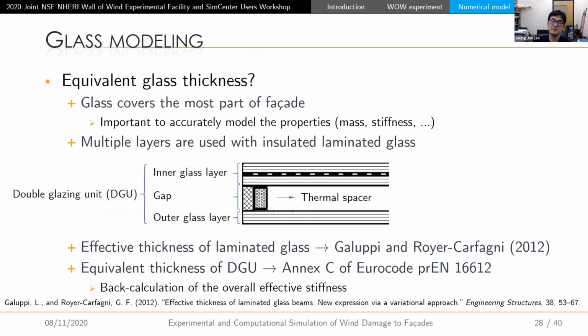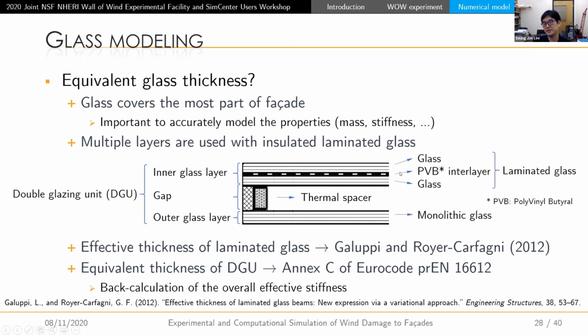So here, the glass used in our test specimen was a DGU, double glazing unit, meaning it has an inner glass layer and an outer glass layer that is separated by a thermal spacer, so that there is a gap between these two. And the inner glass layer is a laminated glass, which has a PVB interlayer sandwiched by two layers of glass. So we wanted to compute the equivalent glass thickness of this DGU, because that simplifies the modeling a little bit rather than modeling the whole thing.